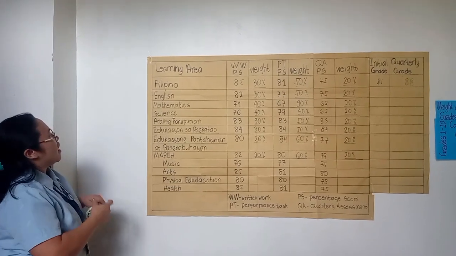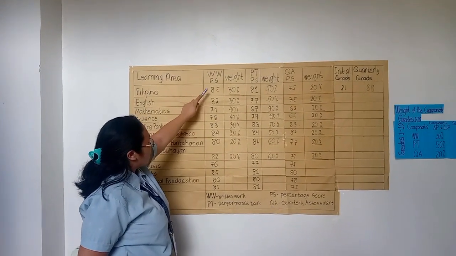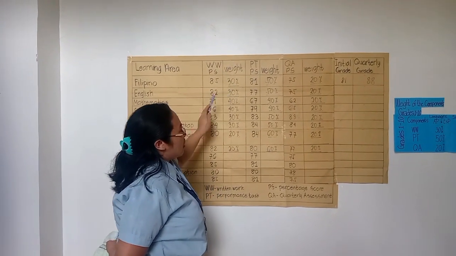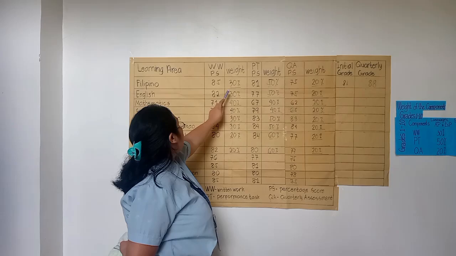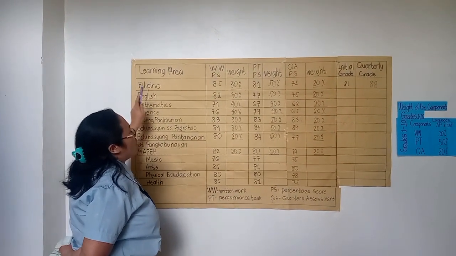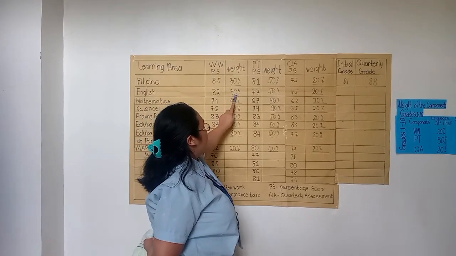Next learning area is English. The given percentage score for written work is 82. Then the weight of component is 30%, since Filipino and English belong to language. So 82 times 30% equals 24.6.